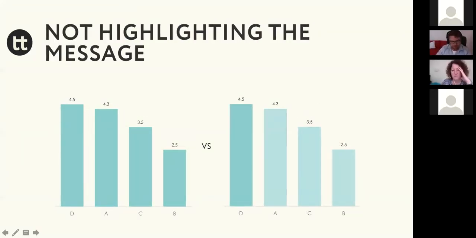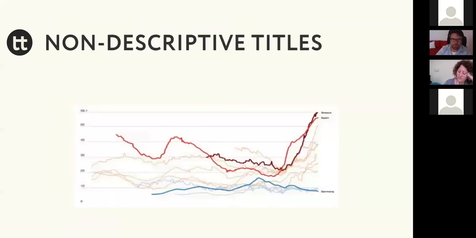Not highlighting the message is a common key one. In this particular case, this is obviously just made up data. What's really important, or what we want people to look at, is that D is 4.5, so it's the biggest. We could have just as easily highlighted the 2.5 and said B is the absolute smallest, but this is using a similar hue but different gradients of the color to really highlight things and make things pop.